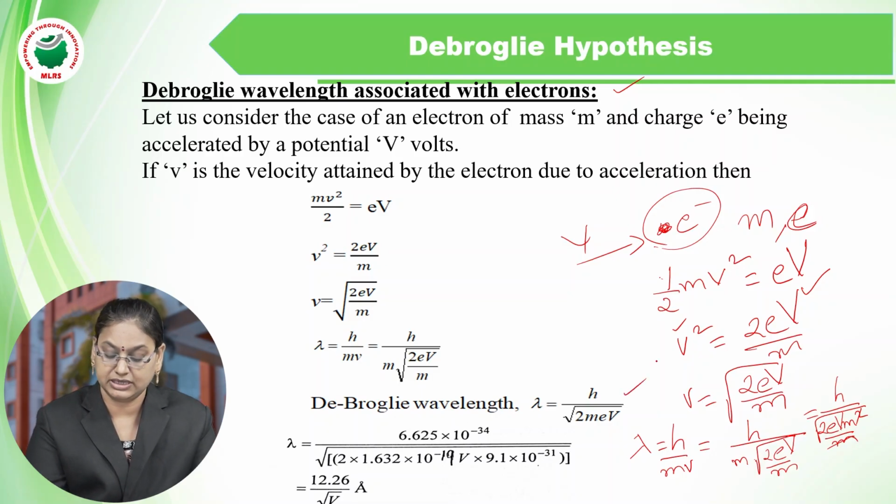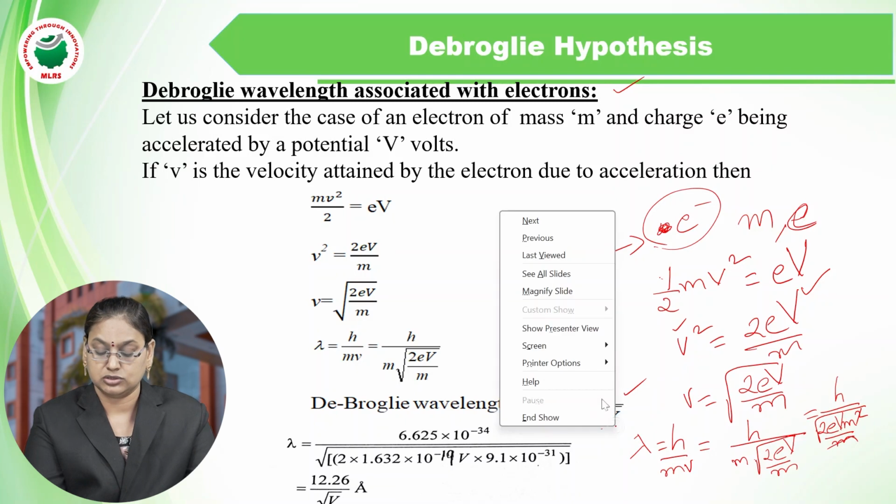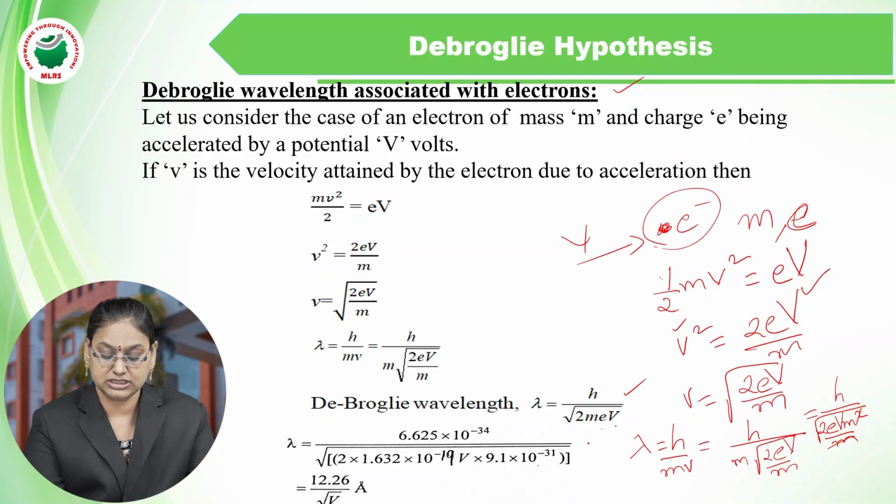So what will be the value of lambda here? Lambda is equal to h by under root of 2meV. What is h here? Planck's constant. m is the mass of the electron, e is the charge of the electron, and V represents the voltage which we have applied. So now we will substitute the values of all these. Planck's constant value is 6.625 into 10 to the power of minus 34 joule second, and m is the mass of the electron. Mass of the electron is 9.1 into 10 to the power of minus 31 kgs, and e is the charge of the electron.